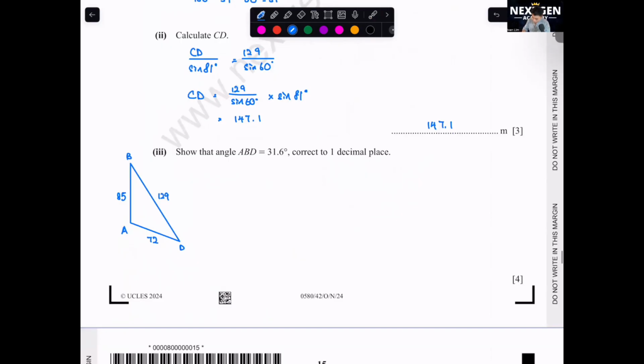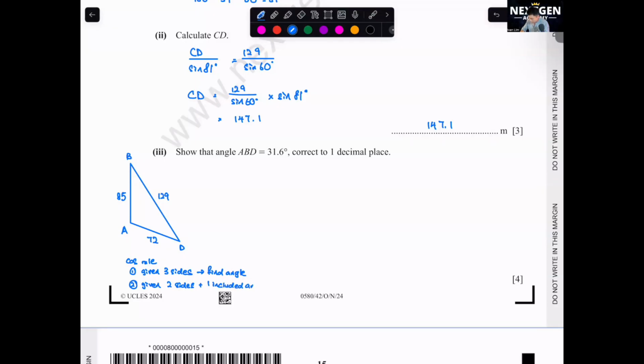For cos rule, there are 2 criteria that we'll be using. Either number 1, given 3 sides, then find angle. That means you can find any angle. All 3 sides is given to you, you just need to find the angle. Number 2 is they give you 2 sides plus 1 included angle.